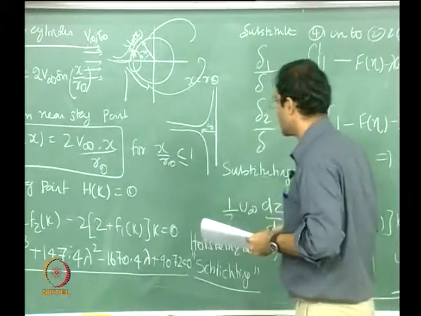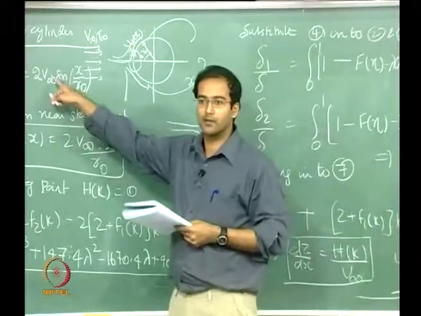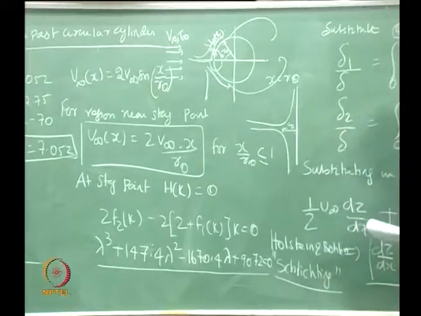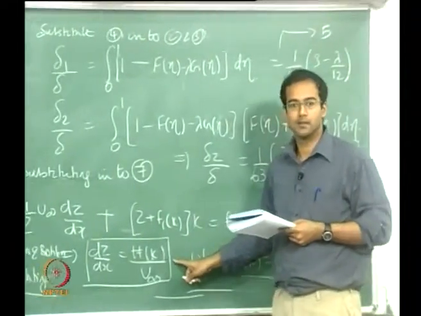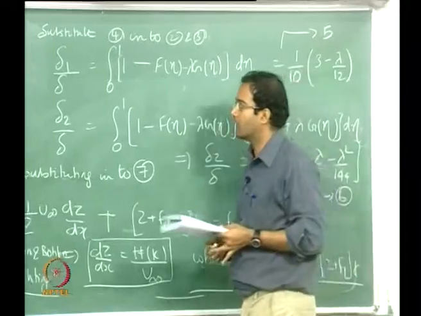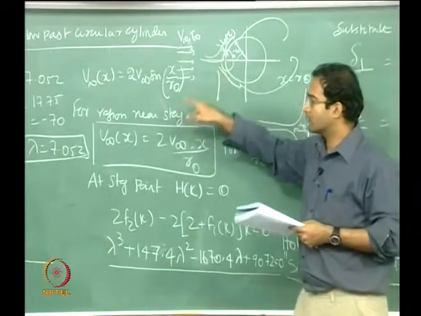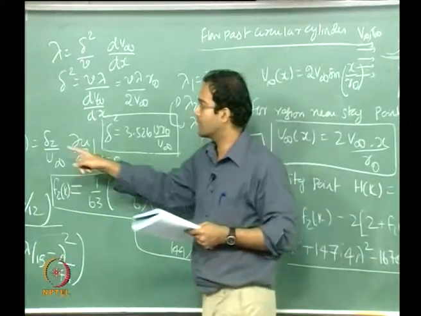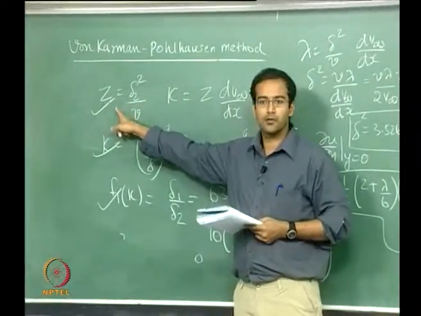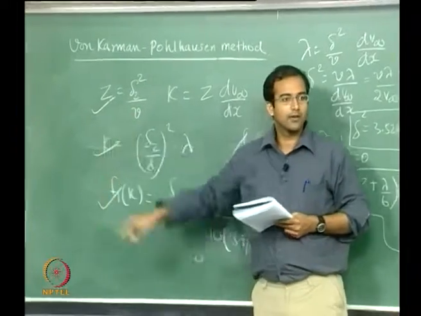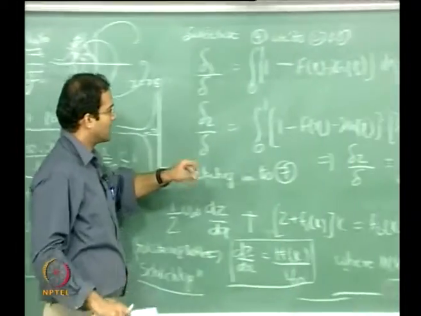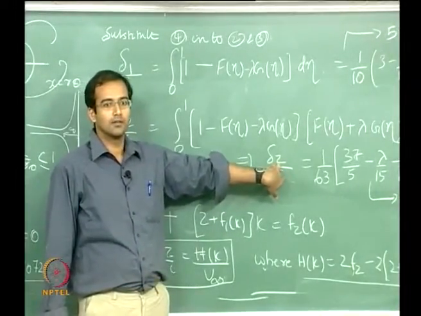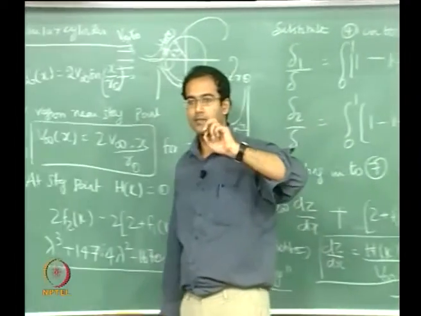For that you have to use the complete velocity profile, and you have to solve this ODE numerically. So you start from the stagnation point. At the stagnation point you know the value of delta from this expression, so you know the corresponding value of delta 2. At the stagnation point you know the value of lambda, you know the value of delta, so you can calculate delta 2, and therefore you can calculate the value of z. So that is your initial condition.